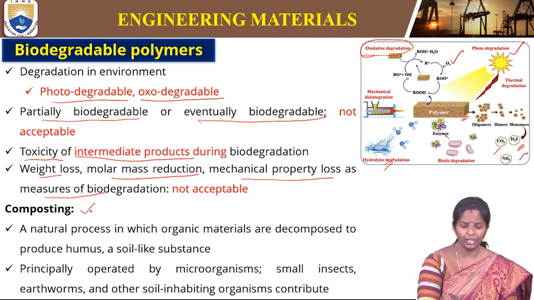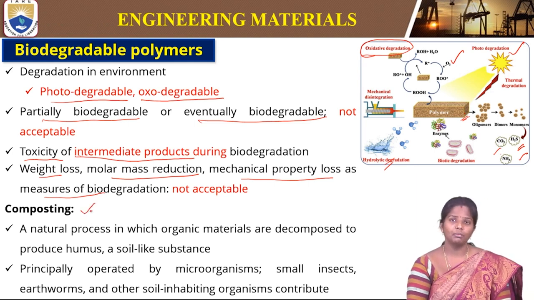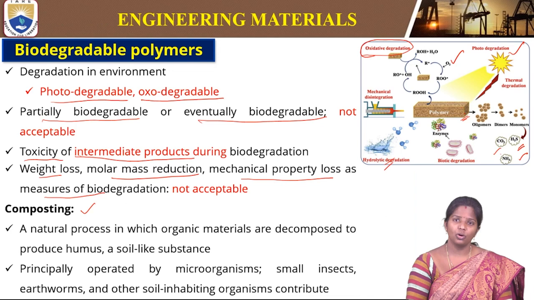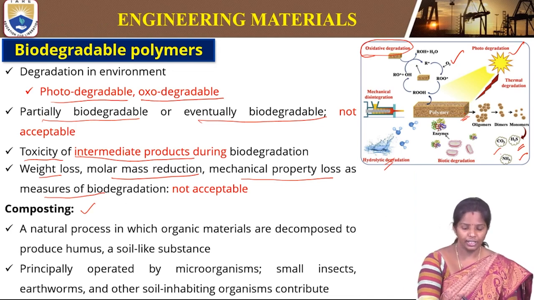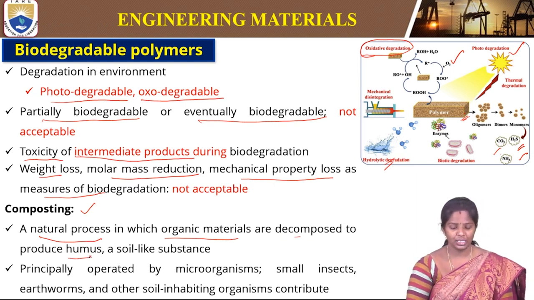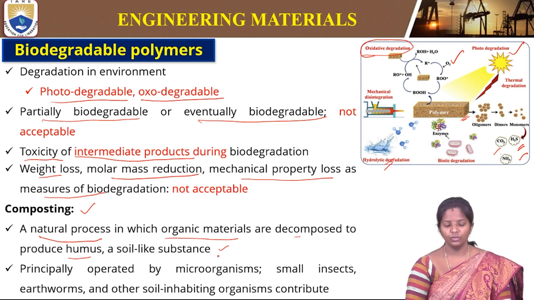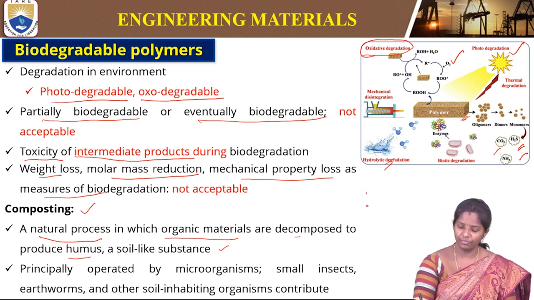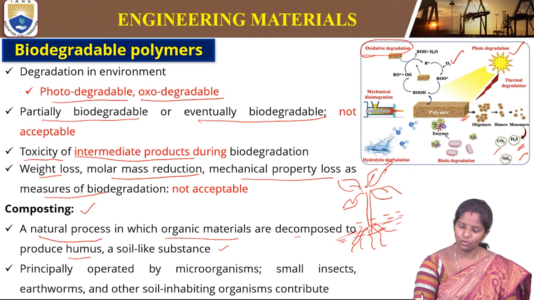Then the other way is composting. We see compostable bags in the market. So what are these compostable bags? Composting is a natural process in which organic materials are decomposed to produce humus, a soil-like substance. There is a natural process going on. If, for example, there is a plant, and this is the soil, this is the plant that is growing.